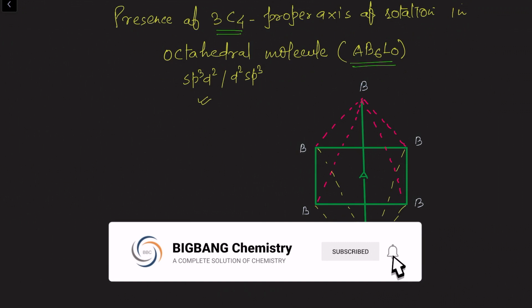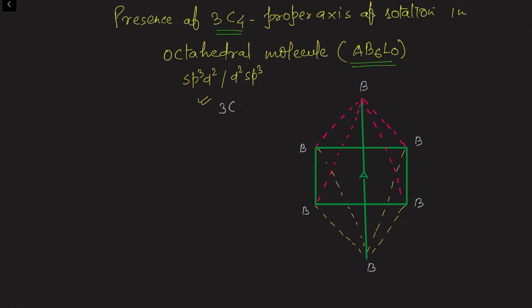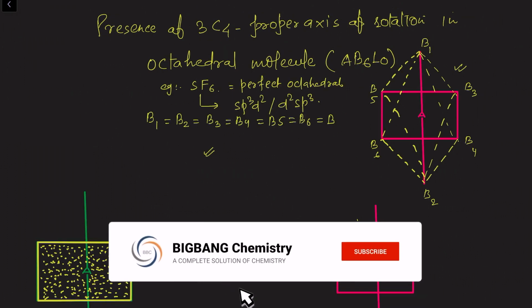For your information, you must know that in this molecule there are 3 C4 proper axes of rotation. So how do we show and visualize this C4 proper axis of rotation in the octahedral molecule? There is also a C3 and a C2. In the next videos of the series we will discuss how to perform the C3 and C2 operations in the octahedral molecule, but in this video we are going to discuss the presence of 3 C4 proper axes of rotation. So we are going to perform the first C4 operation.